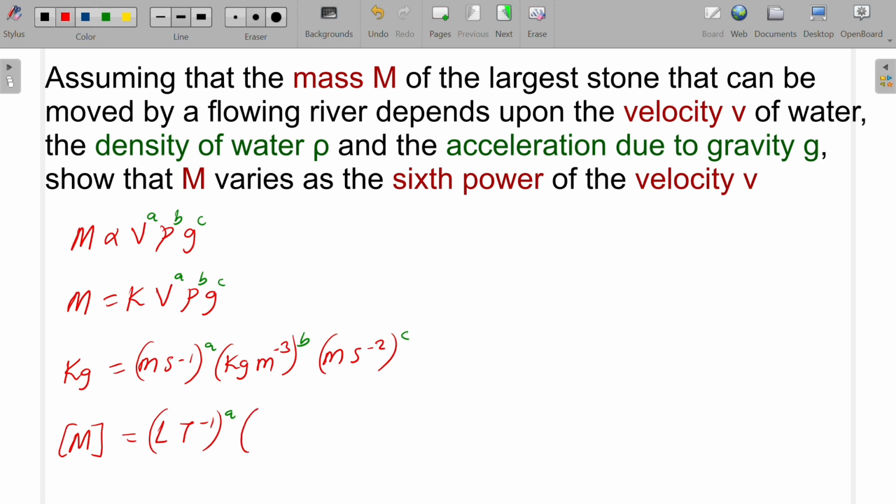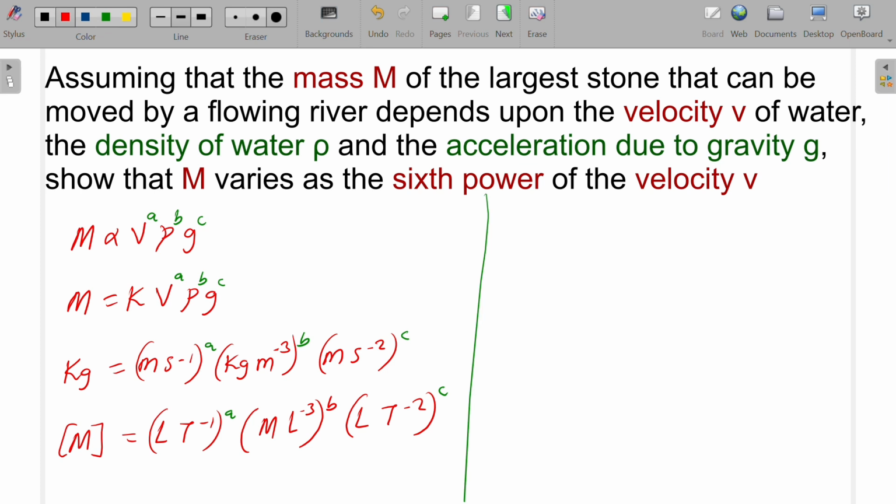The next one we have here will be kg, which is still mass, so it will be M, then L to the minus 3, and this must be given to the power of b. Then the next one is LT to the minus 2, and this whole thing as well must be given to its power, which is c. So that's what we have there.